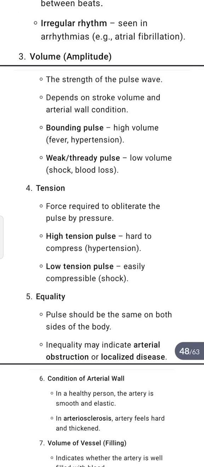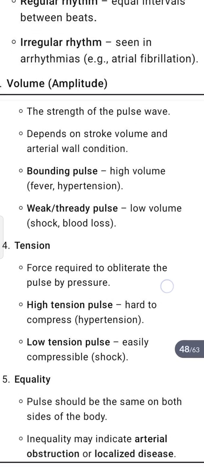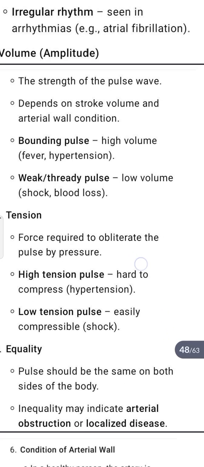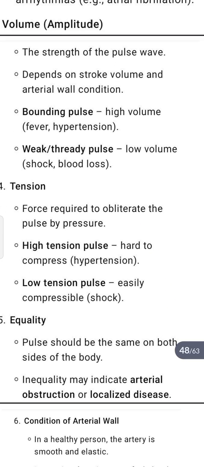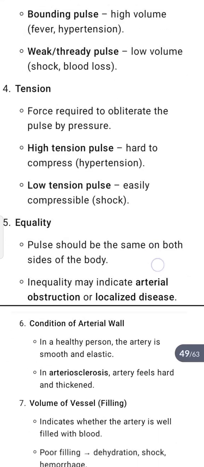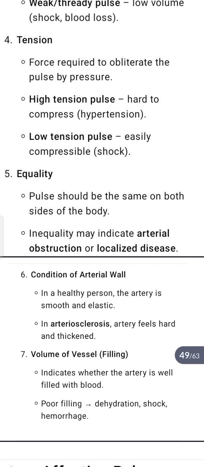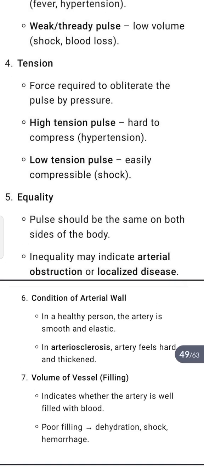So how is volume a characteristic? The strength of the pulse wave depends on the stroke volume and arterial wall condition. Bounding pulse is high volume, in fever and hypertension we have high volume pulse, and weak thready pulse when we experience low volume, like in shock and blood loss. And tension is the force required to obliterate the pulse by pressure. High tension pulse is hard to compress, in hypertension, and low tension pulse is easily compressible, as in shock.